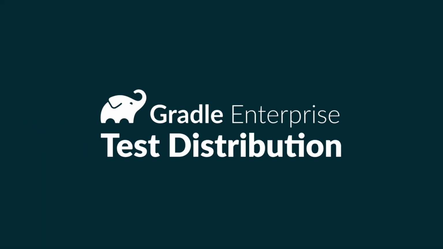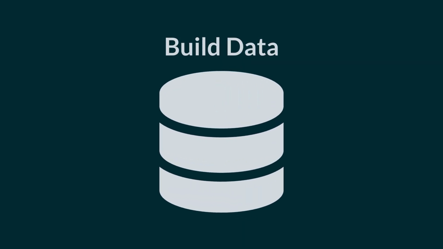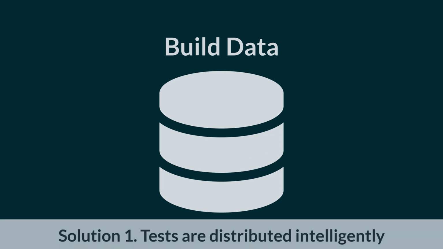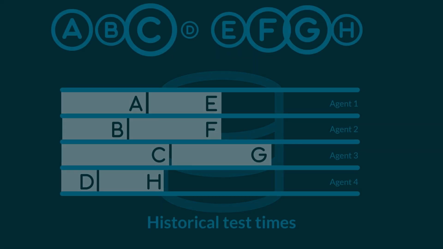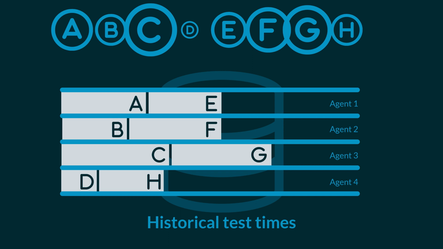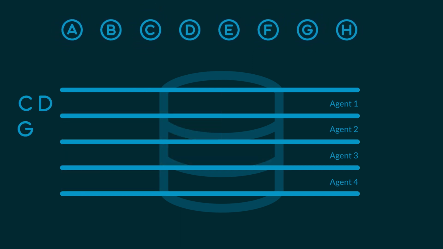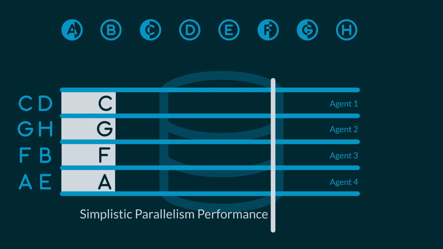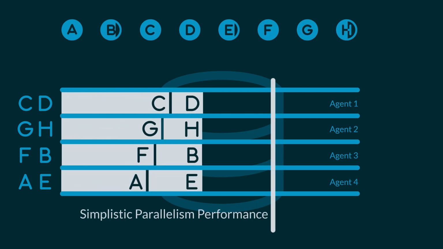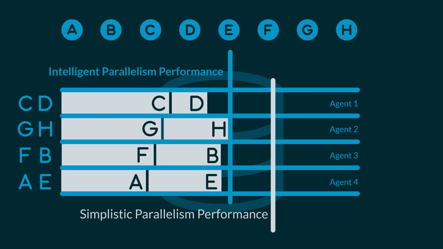To start, test distribution uses historical build data to determine how to distribute the tests and give every agent a similar workload. Here, we're looking at how long each test typically takes. The insight from the historical data gives us intelligent parallelism.